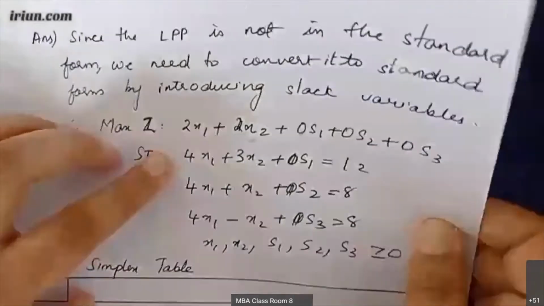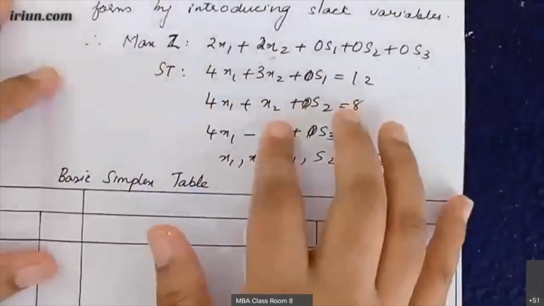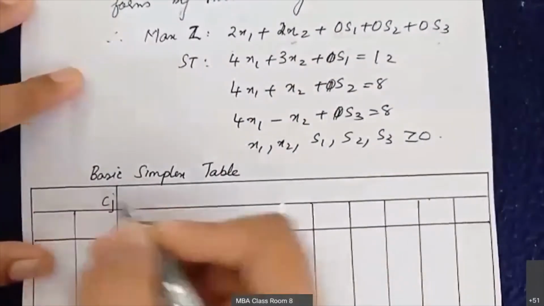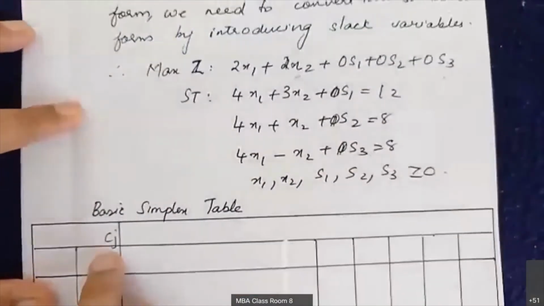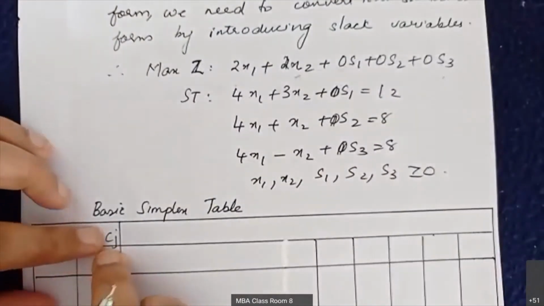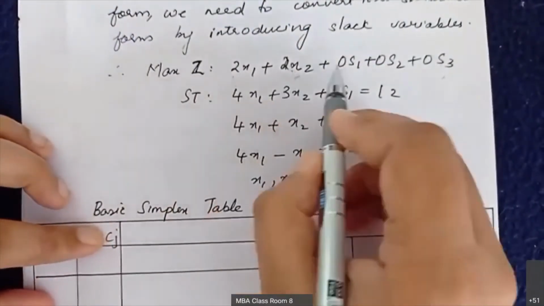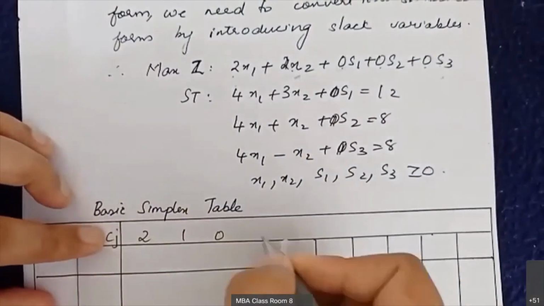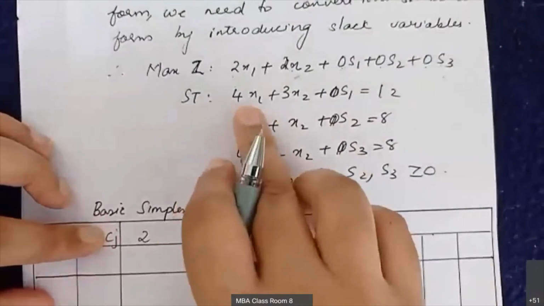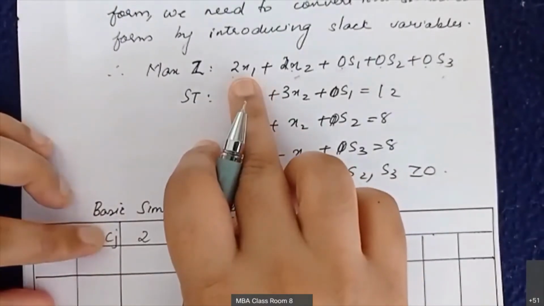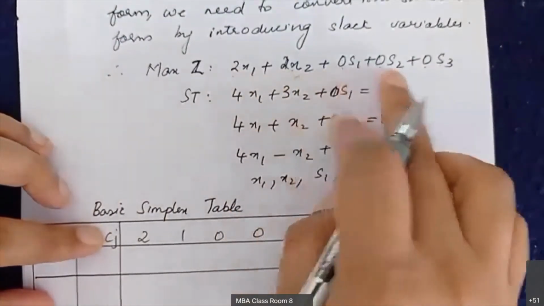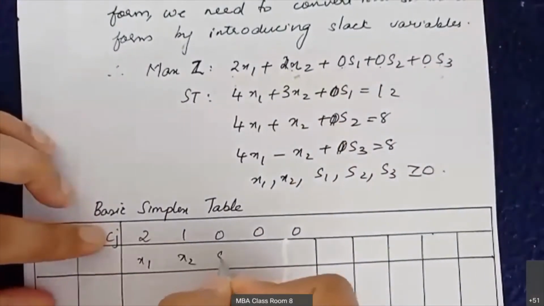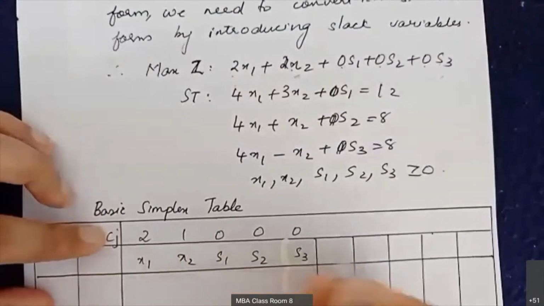Okay, so now we'll introduce all these constraints and the objective function into the simplex table. We have Cj. So what are the coefficients of Cj? Here we have 2, 1, 0, 0 and 0. Then what are the variables of those coefficients? It is x1, x2, s1, s2 and s3. So we write over here x1, x2, s1, s2 and s3.